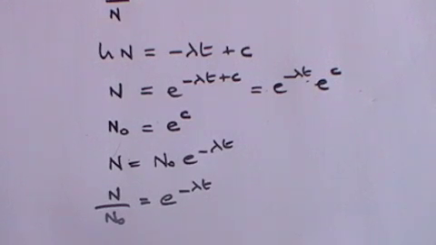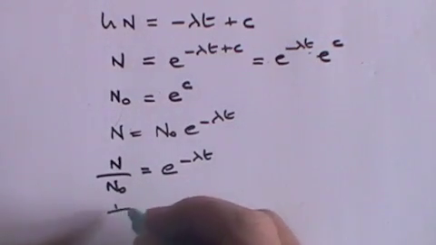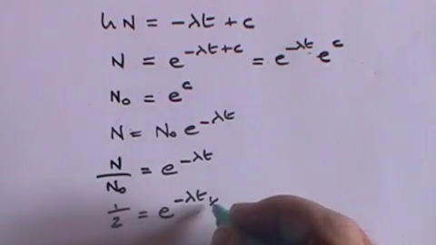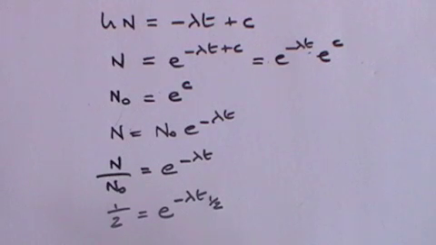Now what happens when N over N naught is a half? That is to say that N is now half the number of nuclei you started with. So a half is e to the minus lambda t, and I'll put a little half down there. It means that's the half-life: the time it takes for the number of nuclei to reduce to half its original level.